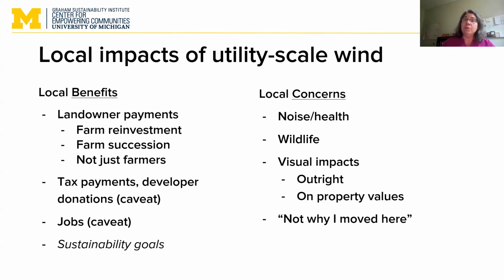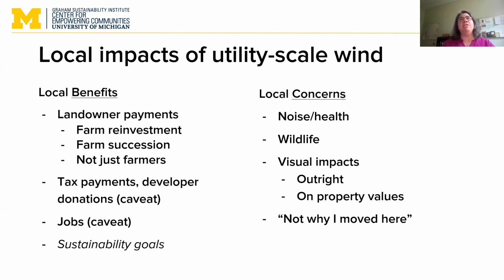Local concerns are similar, though noise and health often come up in communities. And so we try to bring the research to show what we know about health impacts of wind. Wildlife, again, this is where birds and bats come into play, recognizing that wind turbines can kill birds and bats. And a lot of it depends on what location they're sited in and how they're operated. We talk about visual impacts, and again, the "not why I moved here."